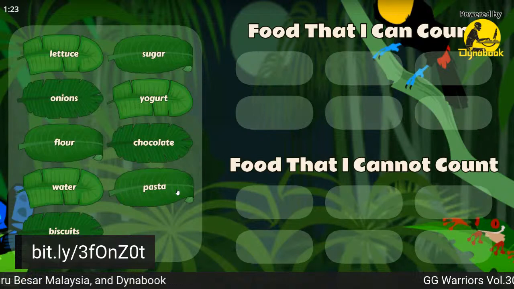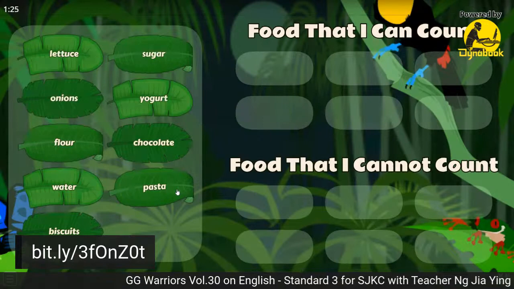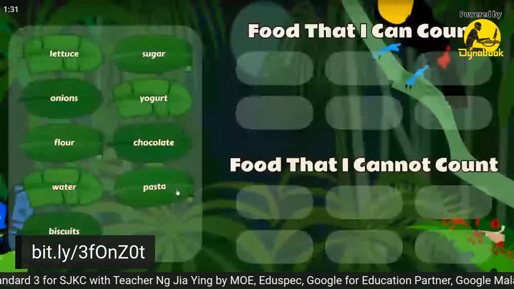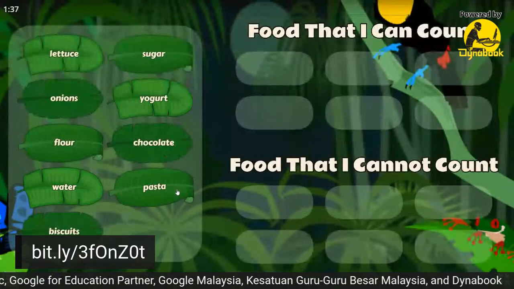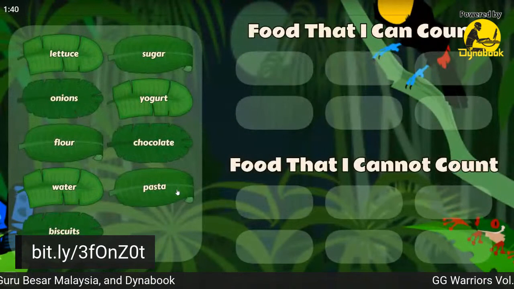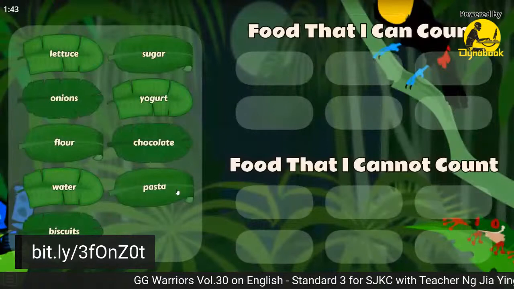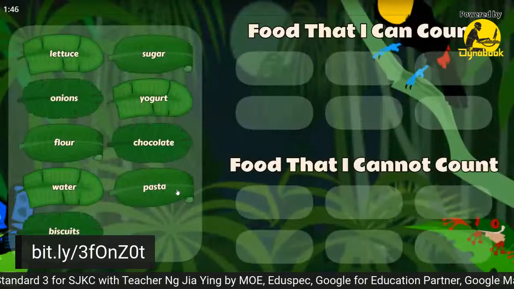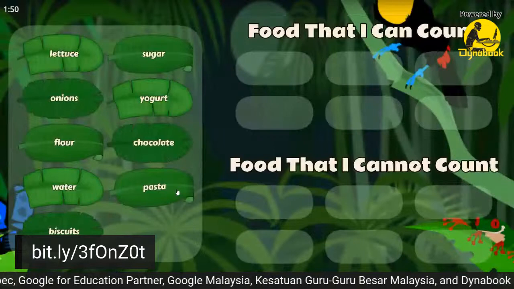You can first write down food that I can count, and then you write down all your answers, and then you move on to the second group. For those who cannot go in, never mind, you can look into the screen now. Okay, now we are going to discuss the answers. We are going to wait until 2 minutes, then we are going to discuss the answers together.